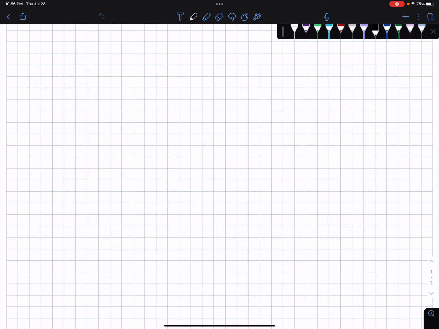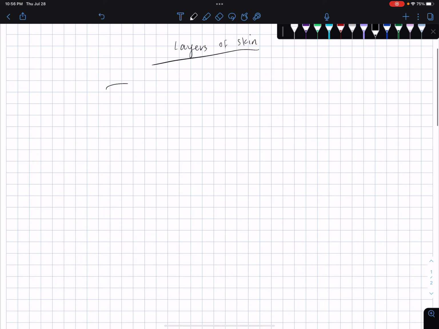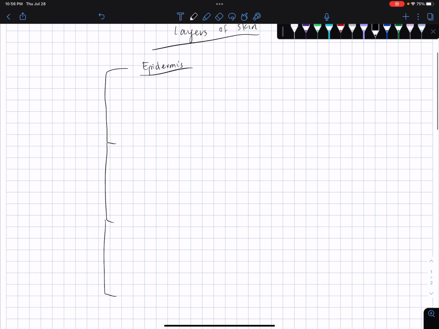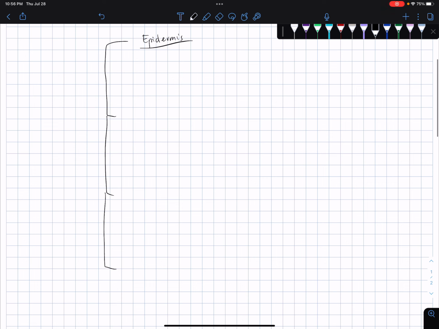Welcome. In this video, we will be talking about the different layers of the skin and their functions. So we can break up the skin mainly into 3 different sections. And the first one is the epidermis, the outermost layer of our skin. So if you touch your skin right now, you're touching the epidermis. And then the second layer is going to be the dermis, which has 2 layers.